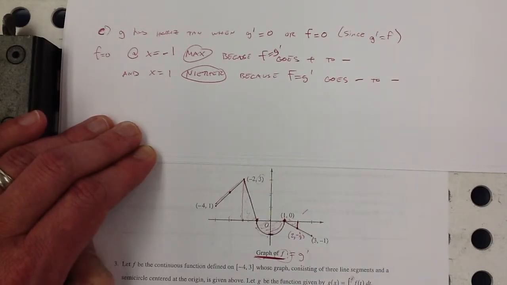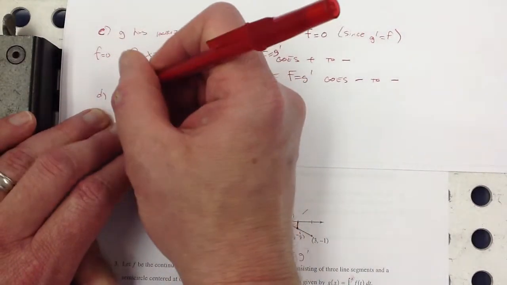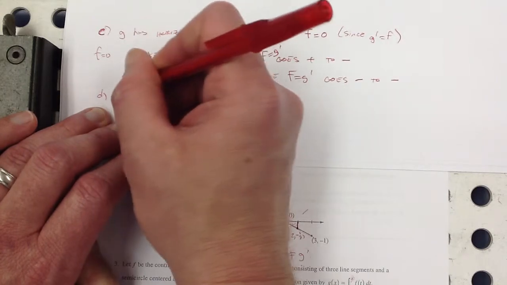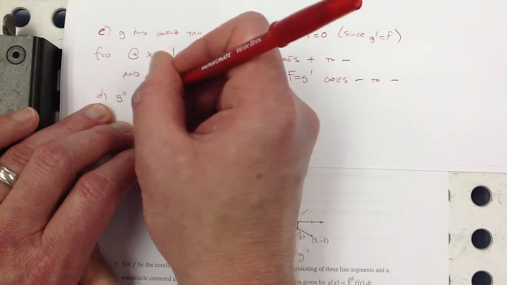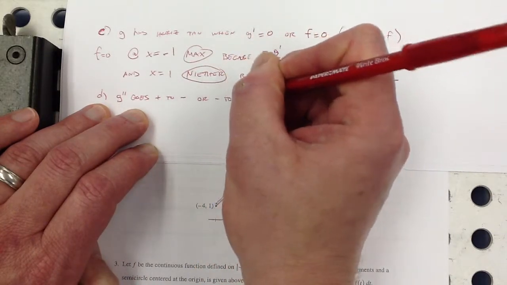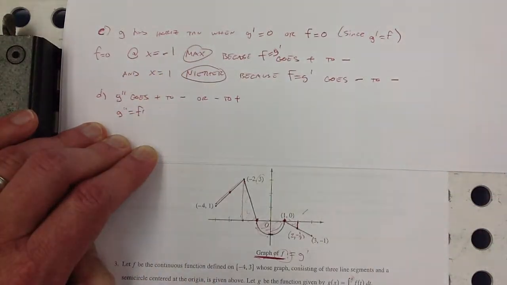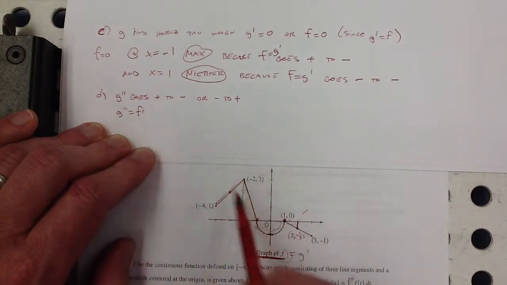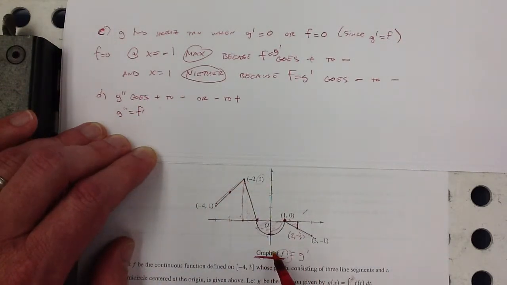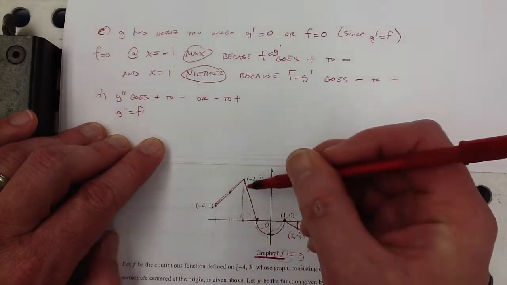Part D. For x values between -4 and 3, find all values of x for which the graph of G has an inflection point, and explain your reasoning. So D, we want to look where G double prime goes from positive to negative, or negative to positive, or you could say where it changes sign. Well, G double prime is equal to f prime. So we're looking for where the slope of the f function goes from positive to negative, or vice versa. So here it goes from positive to negative.